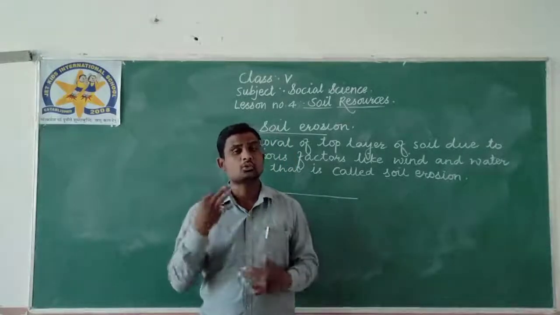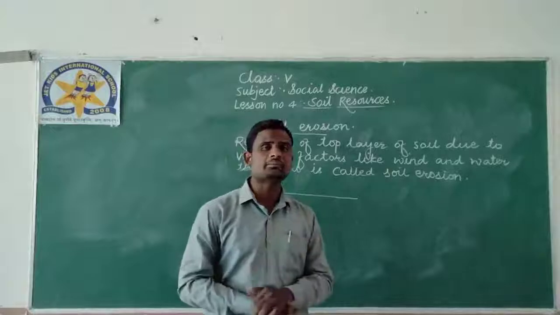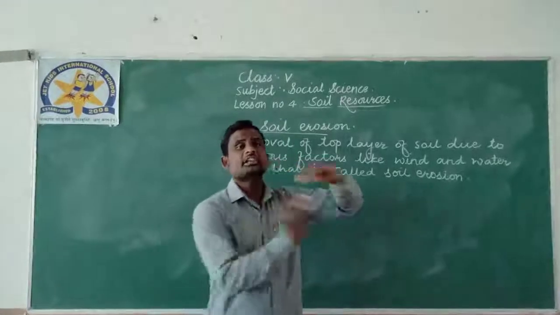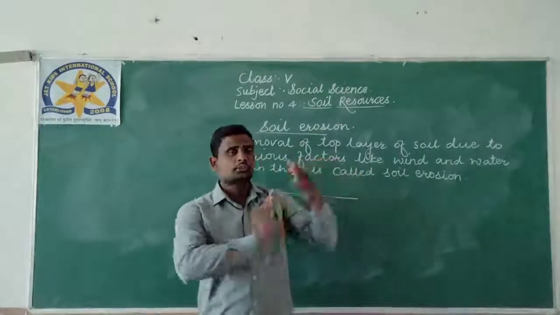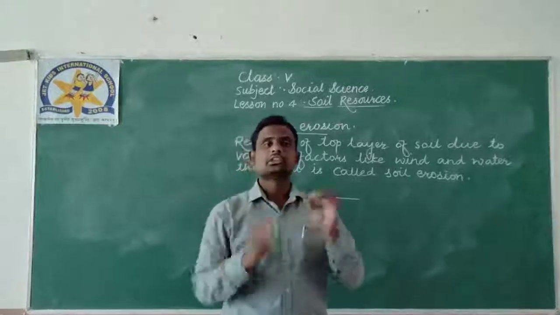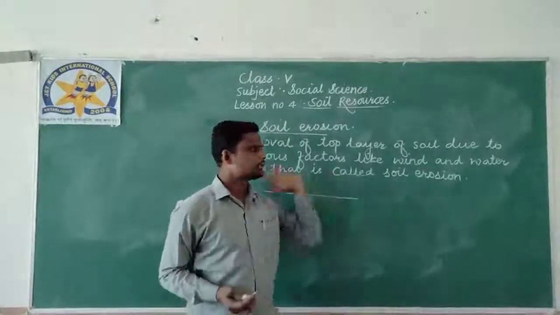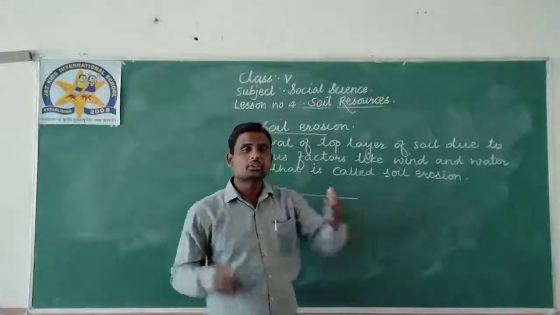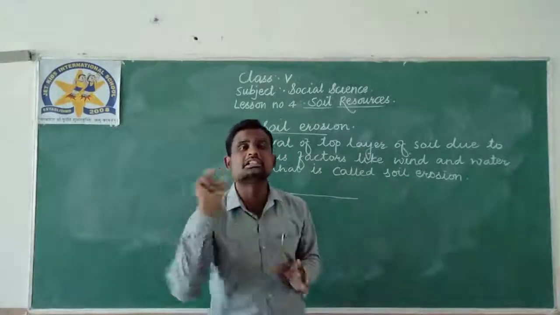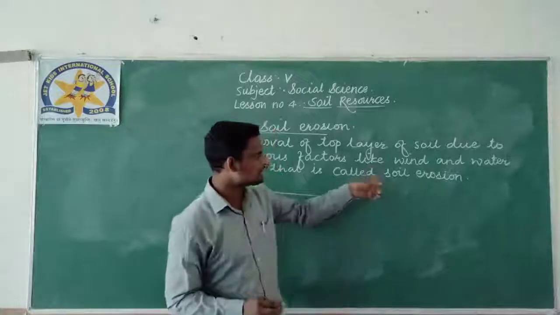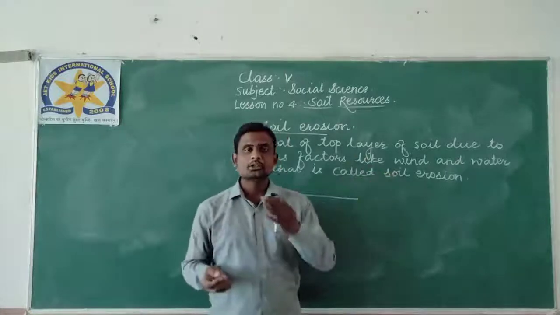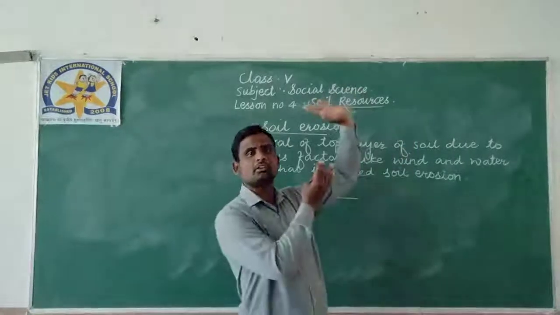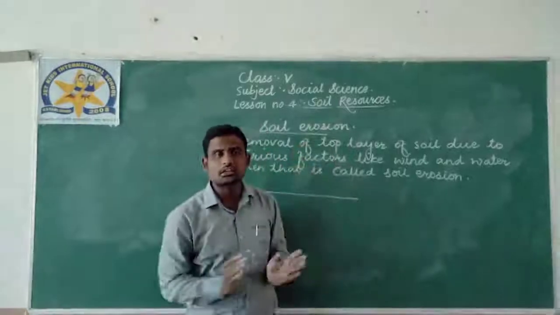But due to various environmental factors which damage the top layer of the soil, what happens? Soil erosion takes place. And when soil erosion takes place, soil loses its fertility. It means soil can be easily blown away by water or wind.